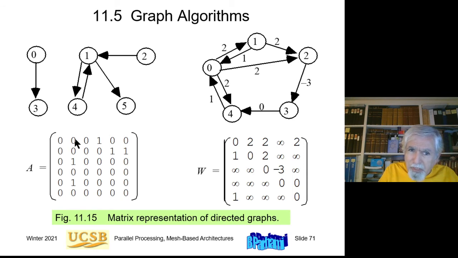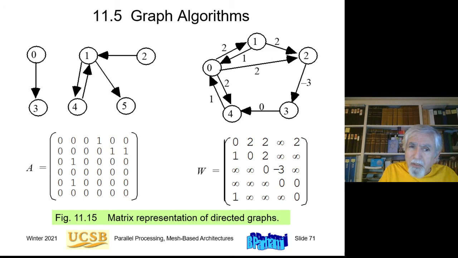That's why in row 0, column 3, we have a 1. Node 1 is connected to 5. That's why in row 1, the fifth column, I have a 1. In the fourth column, I also have a 1 because 1 is also connected to 4. On the other hand, 1 is not connected to 2. Therefore, row 1, column 2 is 0.